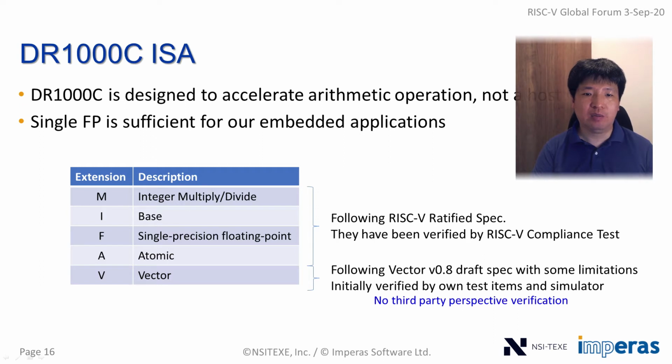The vector part also follows the RISC-V vector specs, but in our development, we chose the RISC-V vector version 0.8 draft version with some of our own tailoring. In the beginning of our development, there were no simulator and no tests. So we verified our design with our own verification items made by ourselves. In other words, there was no third-party verification for the vector unit.